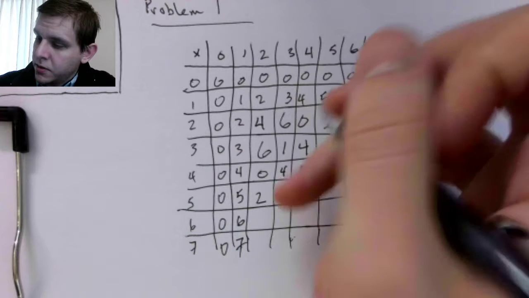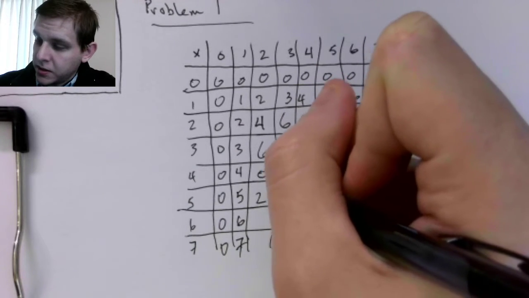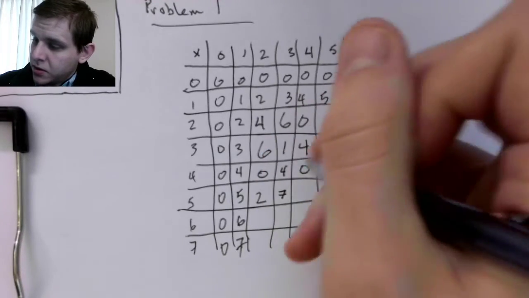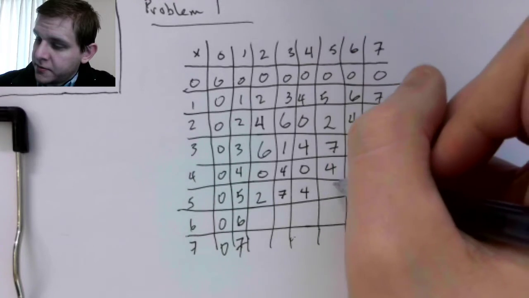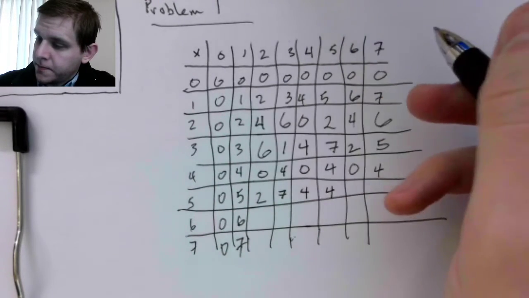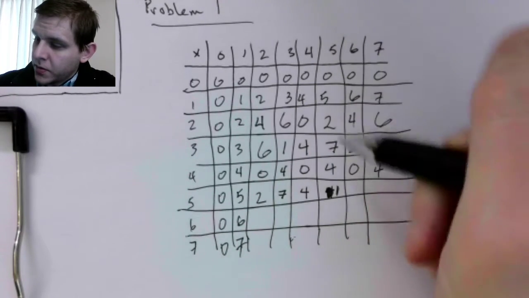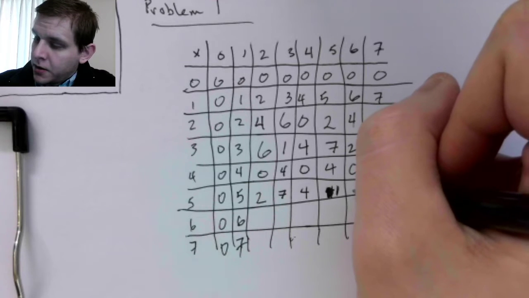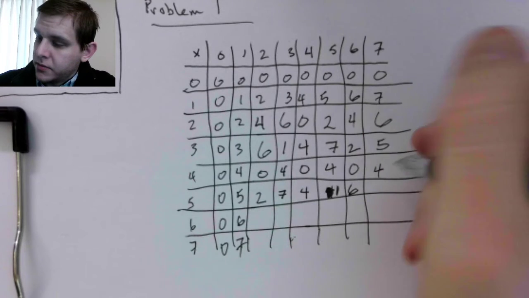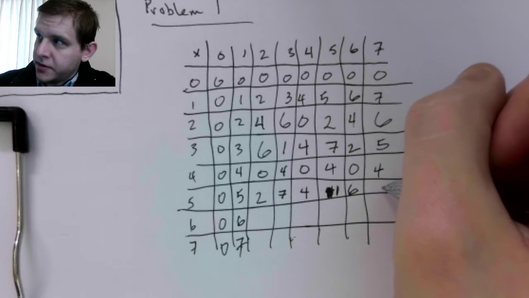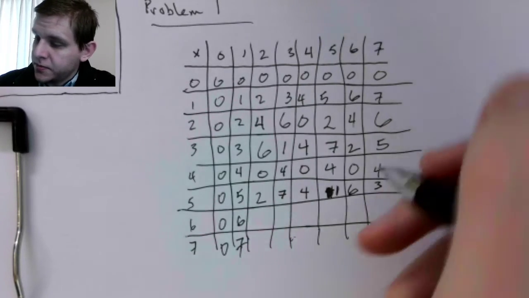5 times 2 is 10, which is 2. 5 times 3 is 15, which is 7. 5 times 4 is 20, which is 4. 5 times 5 is 25, which is 1. 6 times 5 is 30, and 30 is 6 mod 8. 5 times 7 is 35, which is 3, it's 3 more than 32.